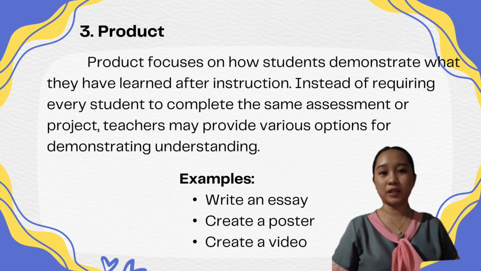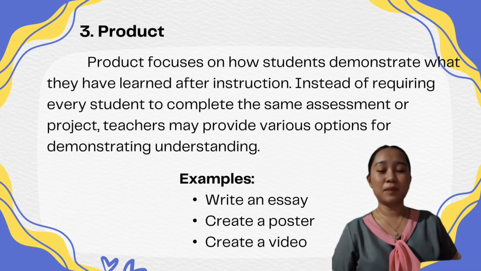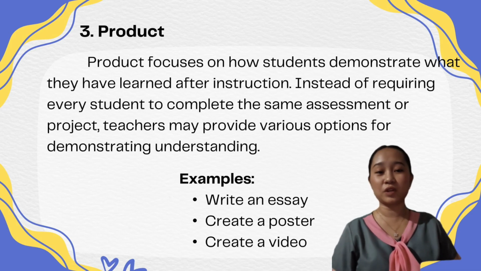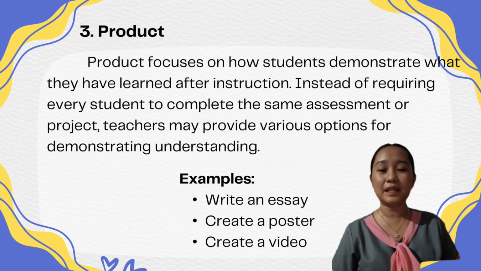The third element is product. Product refers to how students demonstrate what they have learned after instruction. For instance, instead of requiring every learner to submit exactly the same type of output, the teacher may provide different ways for students to demonstrate their understanding. Students might write an essay, create a poster, or create a video. And the important point is that the product should still allow the students to demonstrate the intended learning objective. So, differentiation does not mean allowing students to do anything they want. The teacher still needs to make sure that the output provides valid evidence of learning.